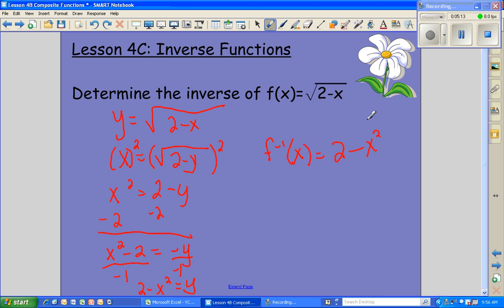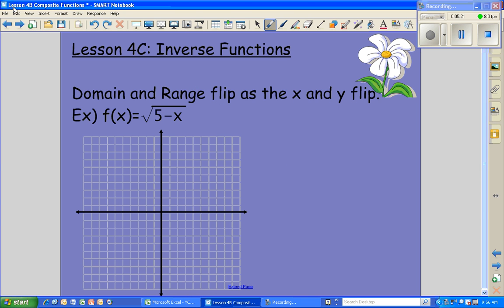Now this is not completely true. I'm going to come back to this problem in just a second. What we need to do in this case is consider the statement about the domain and the range switching places. Okay, so if you think about this function for a second, if you graphed it on your calculator, it would look something like this. It's a square root function.